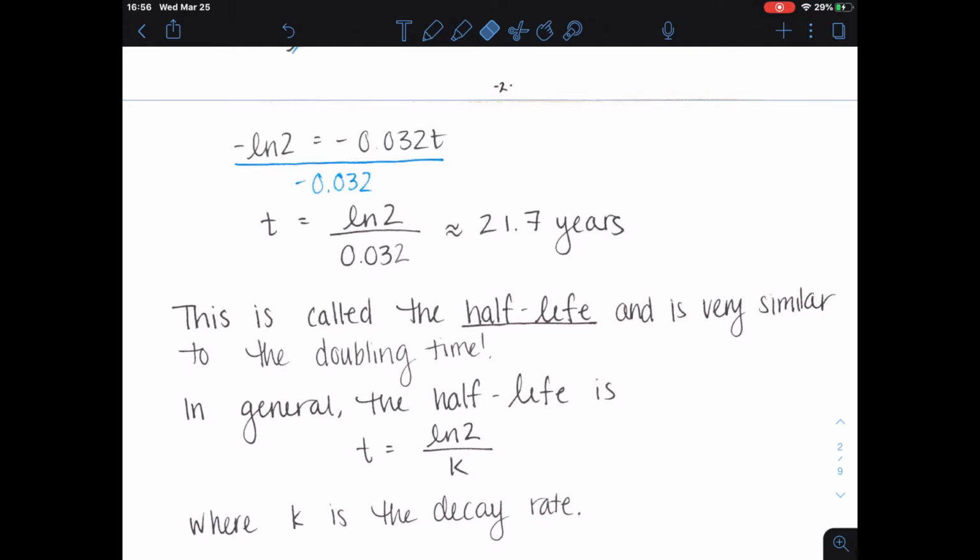So if we wanted to see how long it would take to have a third of the substance, it would follow in the same way. It would be natural log of 3 divided by the rate. So in general, the half-life is going to be T equals natural log of 2 divided by k, and k is the rate that we're going to be decaying at.